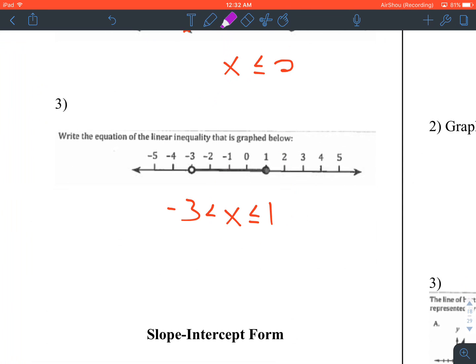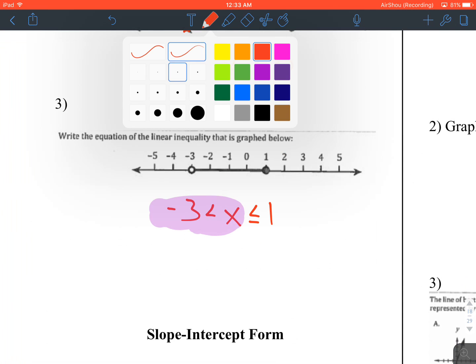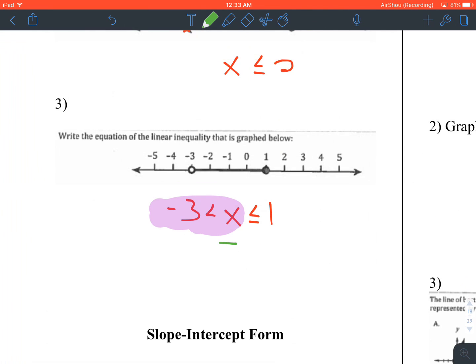Now, it's confusing to some people. It's x is greater than negative 3. If you look at how this is written, from left to right, it says negative 3 is less than x, which is true. But if you read it with the x first, x is greater than negative 3. Get it from left to right, negative 3 is less than x. Both those things are consistent with each other.